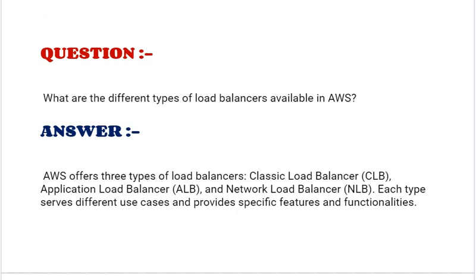Our next interview question is, what are the different types of load balancers available in AWS? Your answer should be: AWS offers three types of load balancers: Classic Load Balancer (CLB), Application Load Balancer (ALB), and Network Load Balancer (NLB). Each type serves different use cases and provides specific features and functionalities.